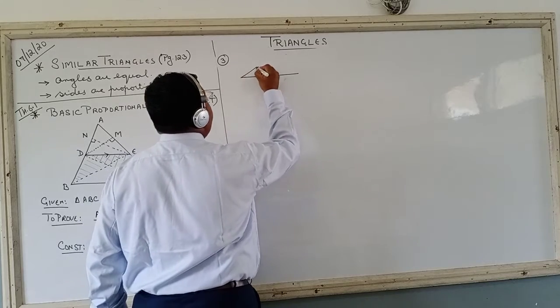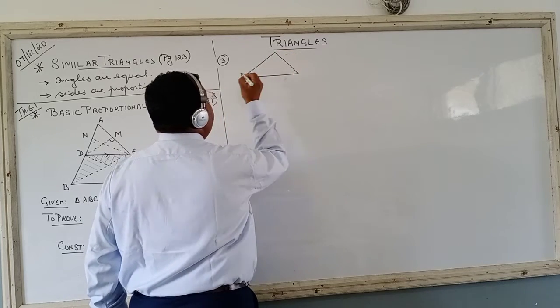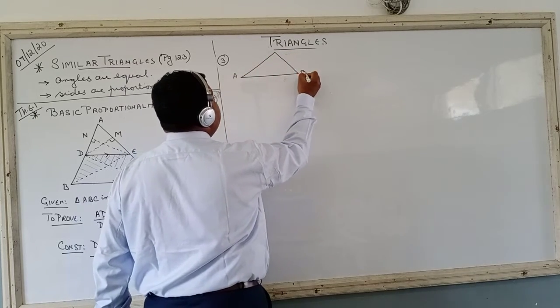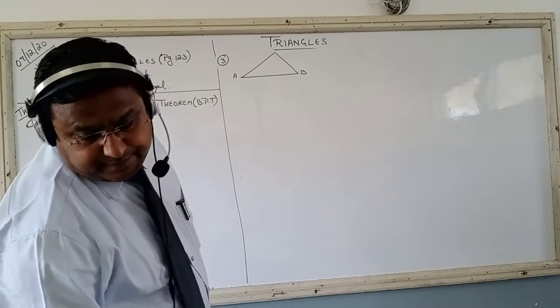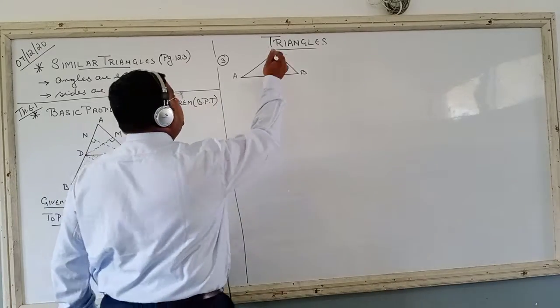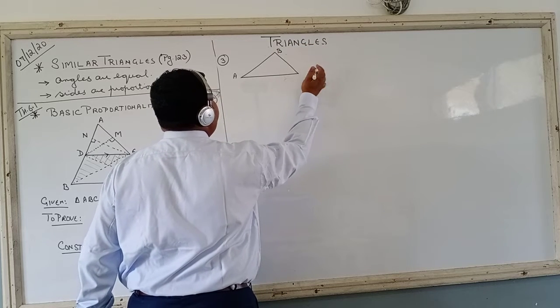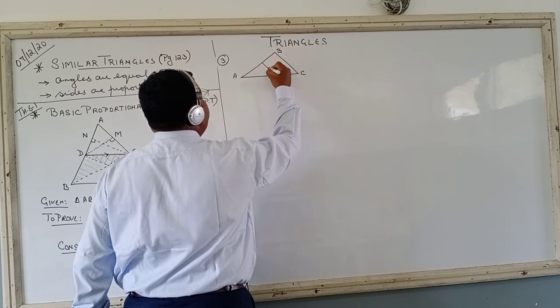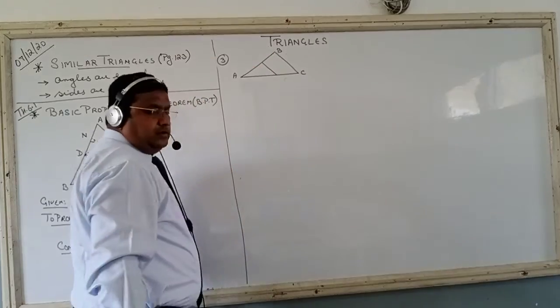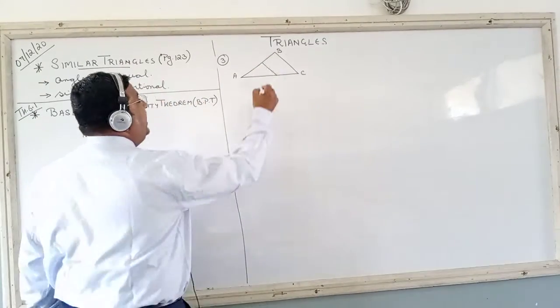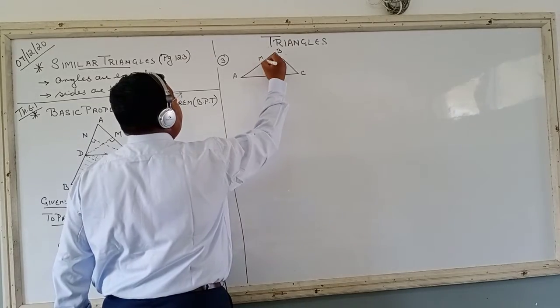This is one. This is another. This is A and this is B, I suppose. Sorry, this is B and this is C. He says LM is parallel to BC. Yes or no? This LM is parallel to BC.